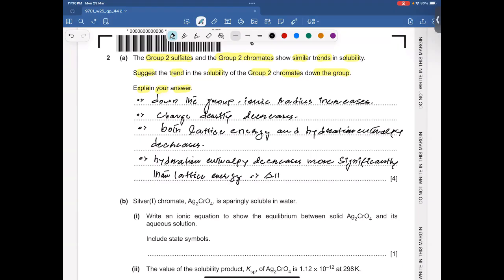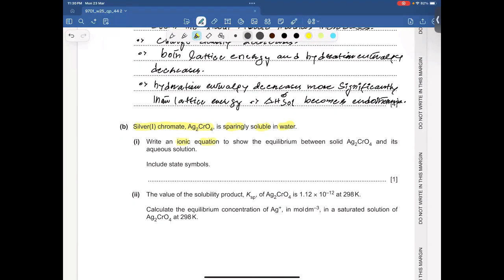So standard enthalpy change of solution becomes endothermic. And therefore solubility of group 2 chromates decreases. Okay. Now silver 1 chromate is sparingly soluble in water.